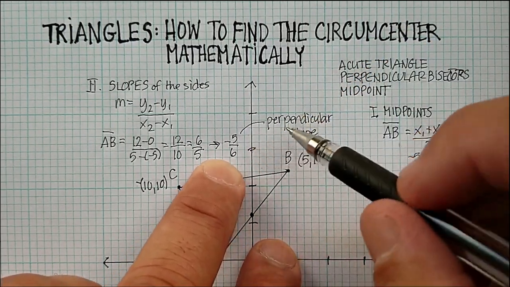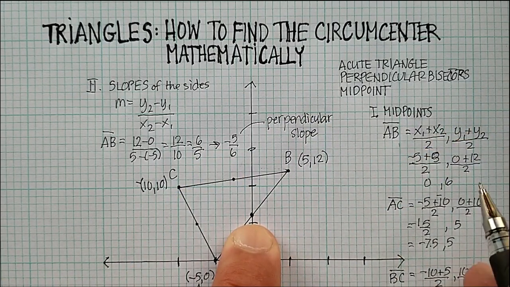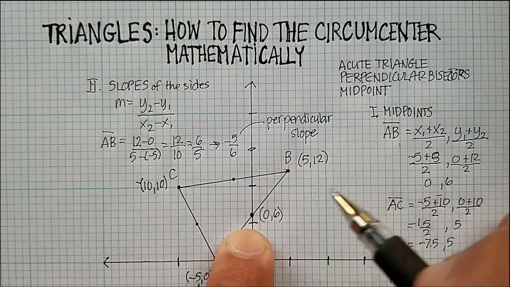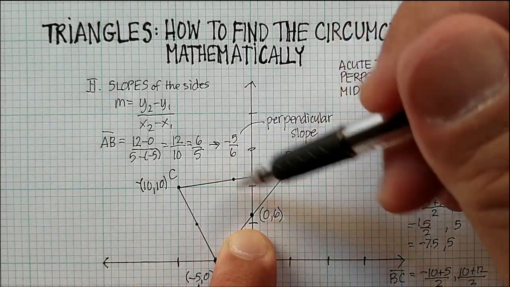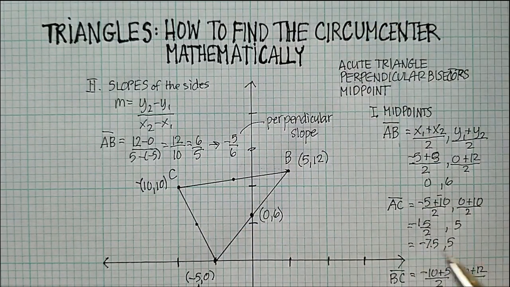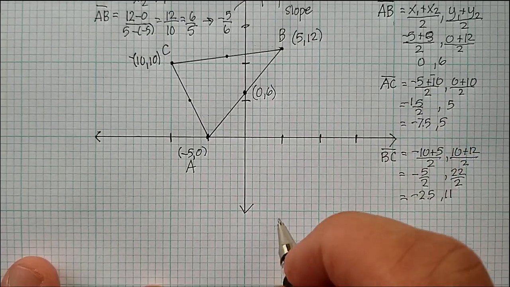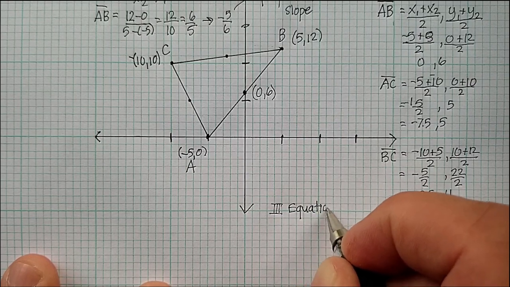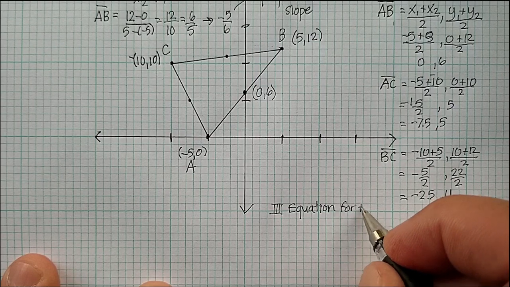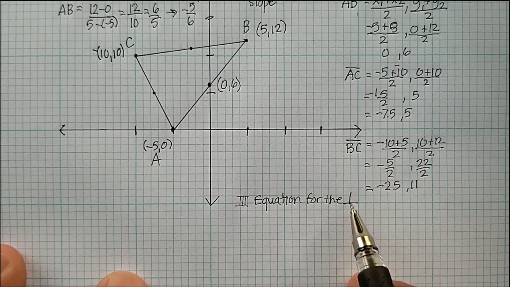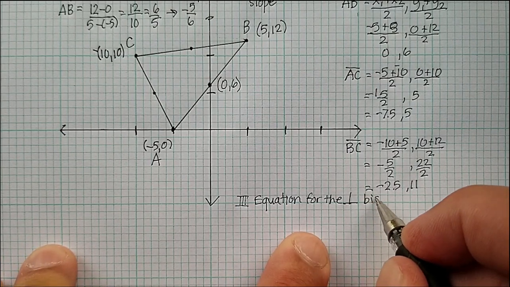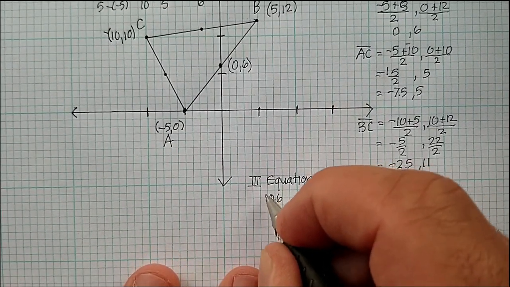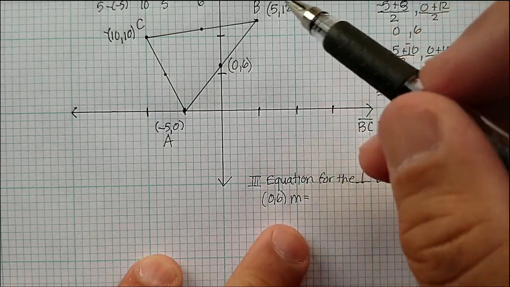Now, once I have the perpendicular slope, and I've got this midpoint right here, which I've labeled as 0,6, I can write the equation for the line that will give me the perpendicular. Okay? So, how do I do that? This will be what I'll call step 3, the equation for the perpendicular bisector. This is the symbol, by the way, for perpendicular, a line like that. So, I know my point is 0,6. I know my slope is going to be negative 5 over 6.